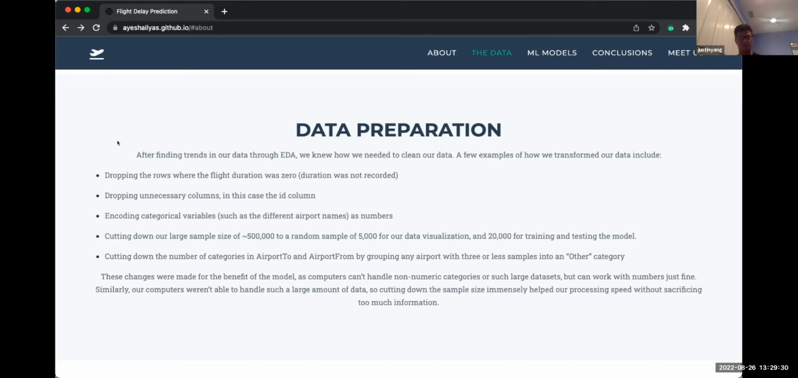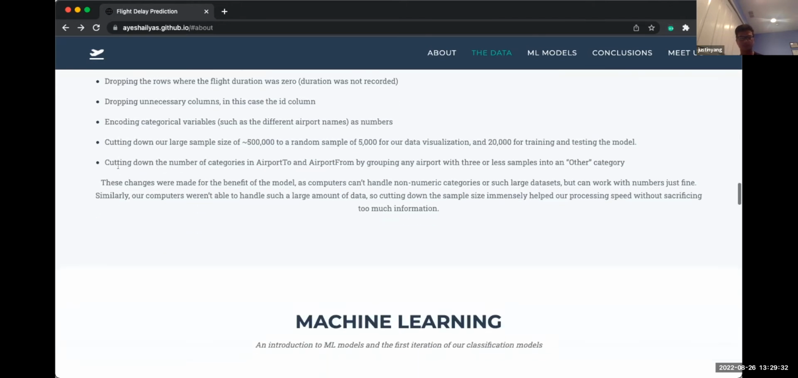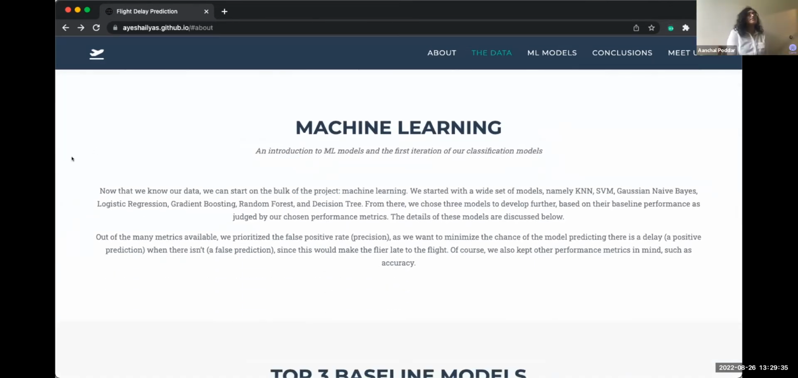And now Aanchal will talk about our machine learning. Thank you, Justin. So now I will again give you an introduction to the baseline machine learning models we used in our first iteration of these classification models. So we started with the k-nearest neighbors, support vector machines, Gaussian naive Bayes, logistic regression, gradient boosting, random forest, and decision tree algorithms. And from there, we chose 3 different models to develop further based on their baseline performance, meaning their performance without us setting any hyperparameters.